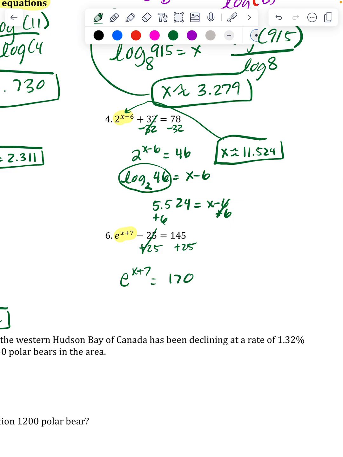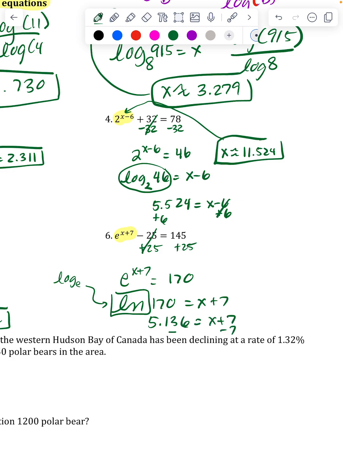Now this is log base e, so this is actually an ln, and then my power is going to always be on the other side, because if I wrote this, this would be log base e, so we just write it as an ln. Again, you can just use your ln button on your calculator. ln 170 will give you about 5.136.